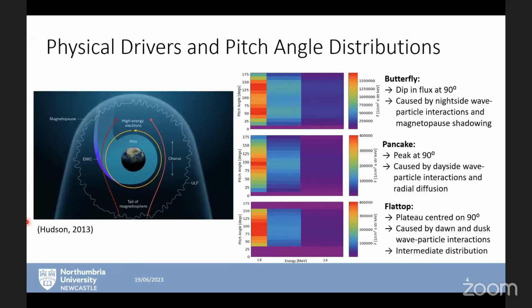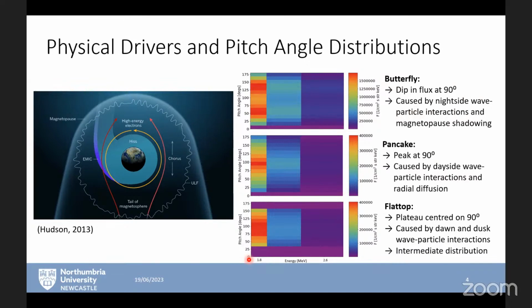So as I said, there are different magnetospheric processes that result in differently shaped pitch angle distributions. One example of a physical driver is wave-particle interactions. So if you look at this diagram on the left, as our electron drifts around the Earth every few minutes, it will encounter different waves. And these different waves result in differently shaped pitch angle distributions. And when I'm talking about a pitch angle distribution, I'm referring to the diagrams like I've shown here, where we have energy plotted along the x-axis, pitch angle plotted along the y-axis, and the colour represents the relativistic electron flux.